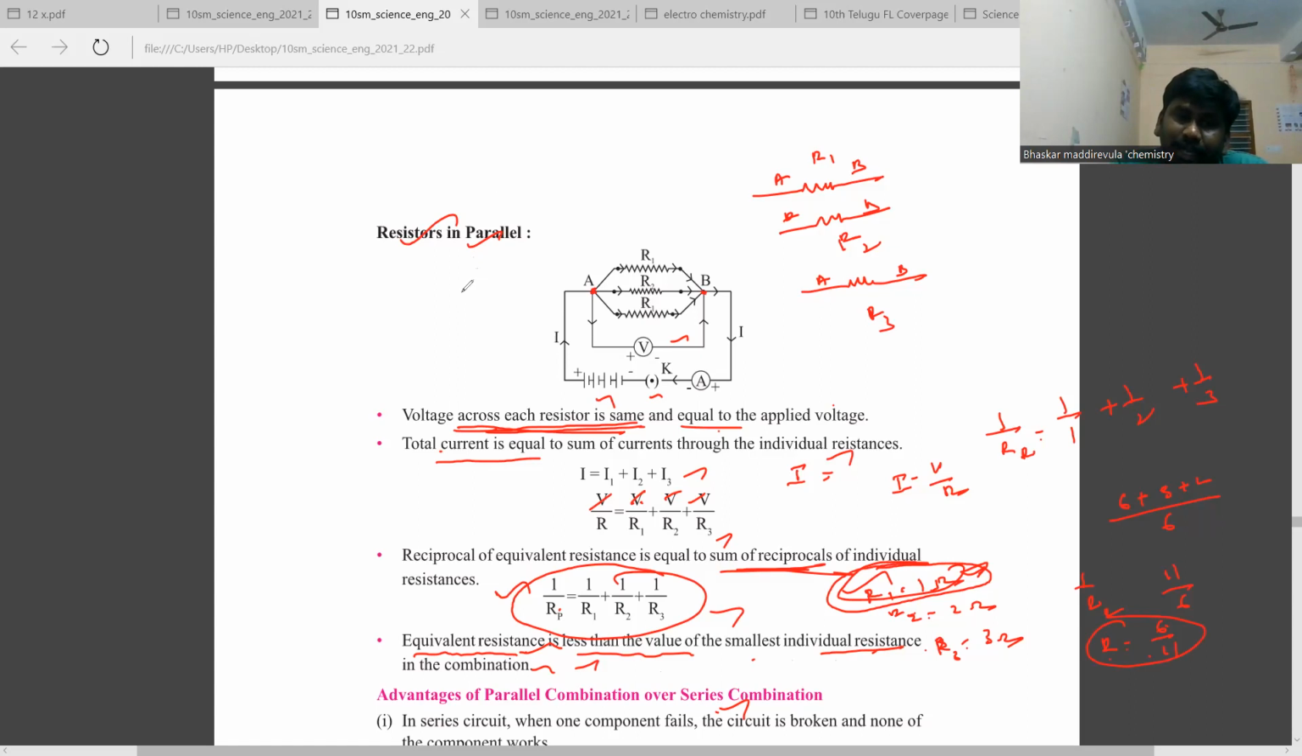In the next slide, we'll go through the advantages of parallel connection over series connection, and the last topic, the heating effect of electric current, will also be completed in the next slide.